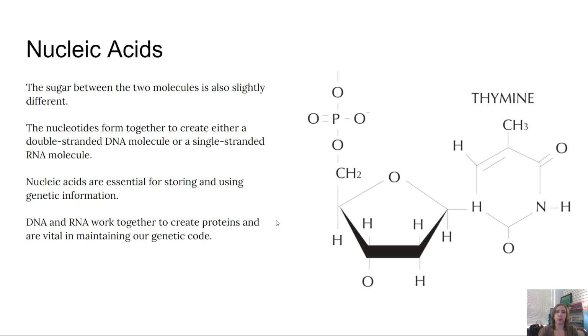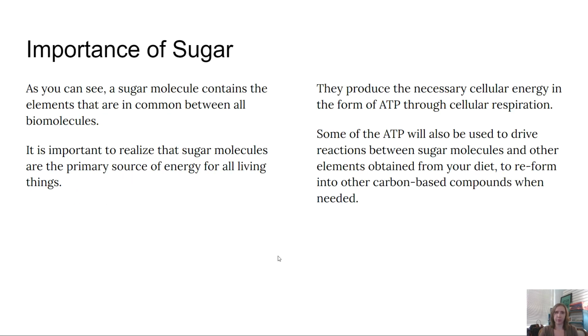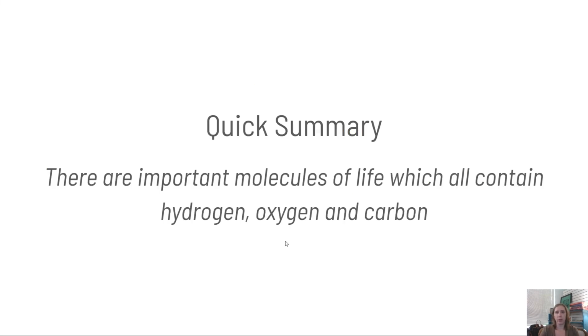Nucleic acids are essential for storing and using genetic information. DNA and RNA work together to create proteins and are vital in maintaining our genetic code. Importance of sugar. So as we can see, a sugar molecule contains all the elements that are in common between all biomolecules. It's important to realize that sugar molecules are the primary source of energy for all living things. They produce the necessary cellular energy in the form of ATP through cellular respiration. Some of the ATP will also be used to drive reactions between sugar molecules and other elements obtained from your diet to reform into other carbon-based compounds when needed.